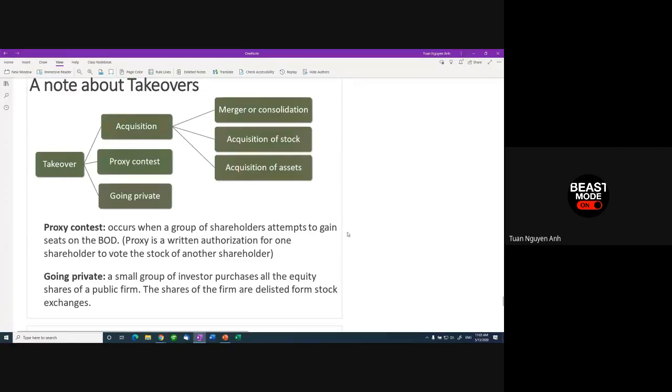We conclude something here. For the takeover, we have three kinds: acquisition, merger and acquisition, and proxy contest. What is the proxy contest here? It occurs when a group of shareholders attempt to gain seats on the BOD. Proxy is a written authorization for one shareholder to vote for the stock of another shareholder.